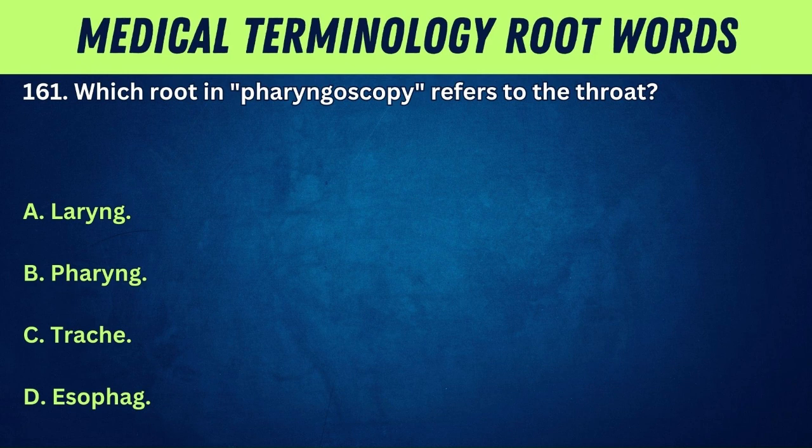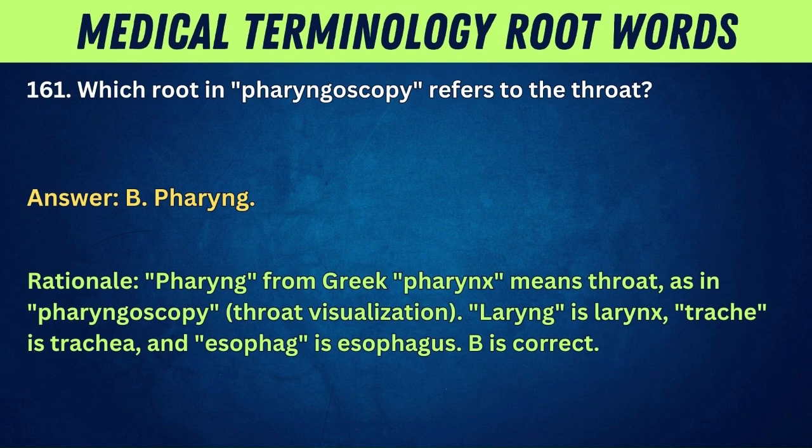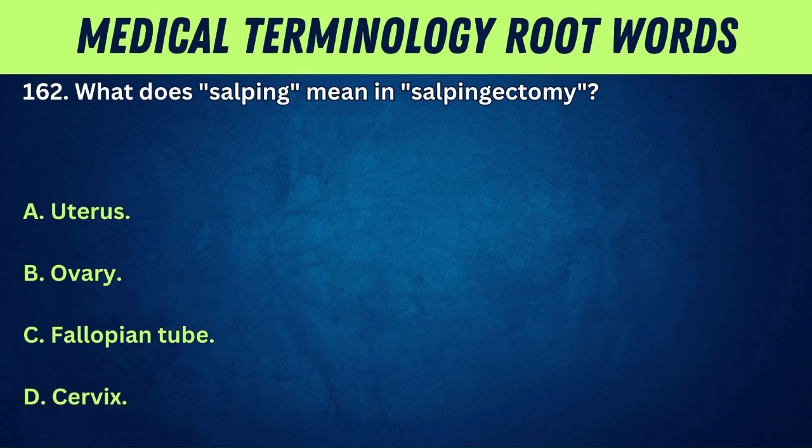A. Larynx. B. Pharynx. C. Trachea. D. Esophag. Answer: B. Pharynx. Rationale: pharynx from Greek pharynx means throat, as in pharyngoscopy, throat visualization. Larynx is larynx, trachea is trachea, and esophag is esophagus. B is correct. 162. What does salping mean in salpingectomy?